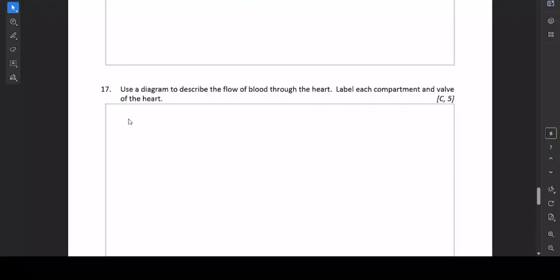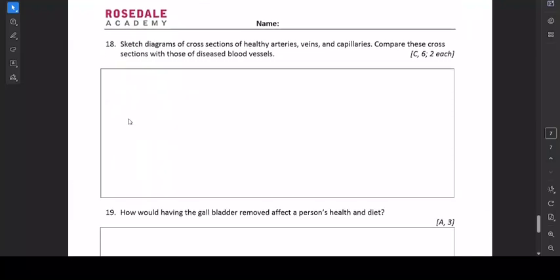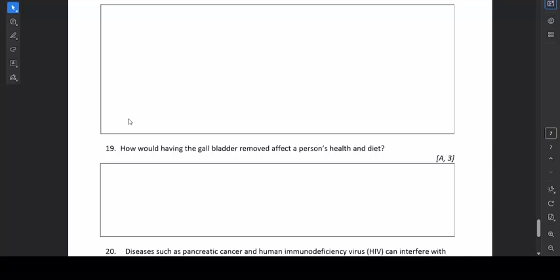Use a diagram to describe the flow through the heart. I can't draw it, so I'm not going to draw it, so you can just skip it. Sketch a diagram, note, so we're going to move on to 9T.